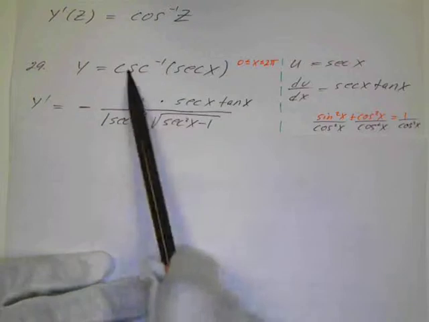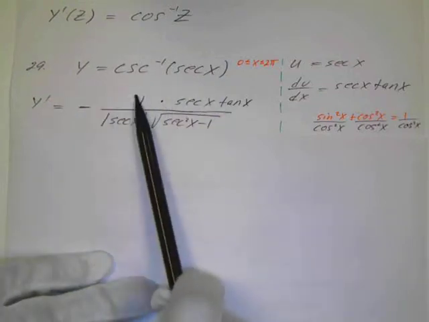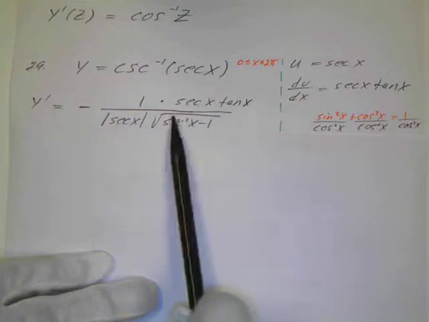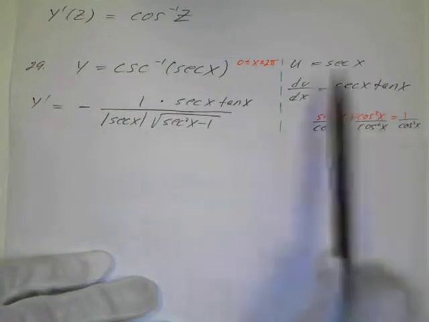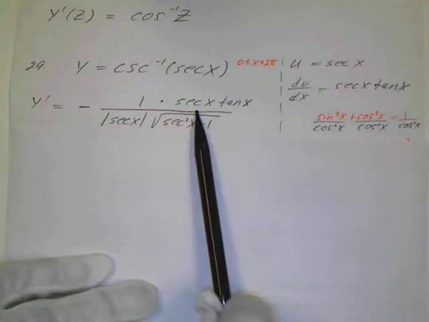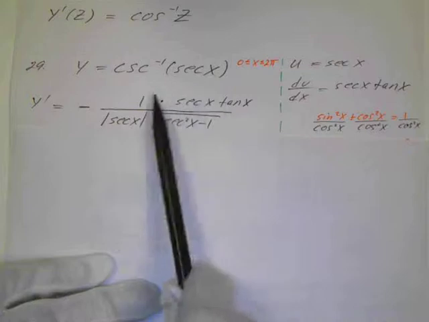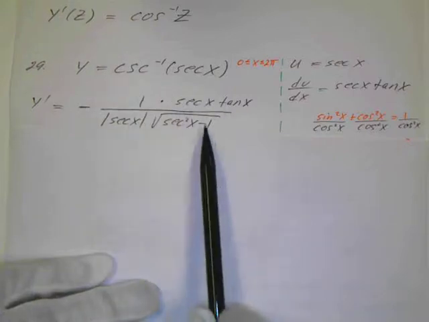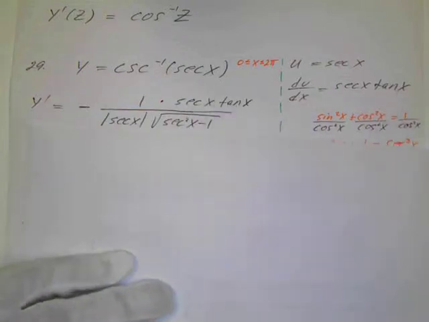Okay. So the derivative of the inverse secant of something would be negative 1 over the absolute value of that something times the square root of that something squared minus 1. Okay. Times the derivative of that something, and the derivative of that something was secant x tangent x. So again, this is my u. So it's going to be negative 1 over the absolute value of u times the square root of u squared minus 1 times du dx. So there we go.